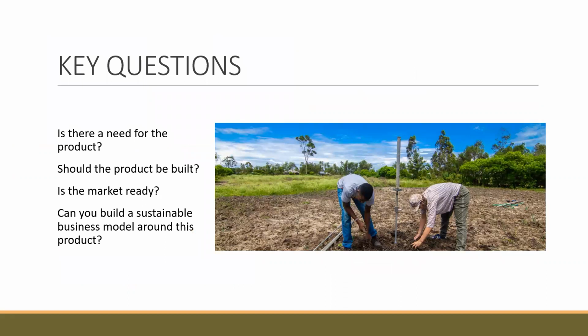Okay, so here are some key questions that we usually focus on at Kijani. Is there a need for the product? Is there a gap, an issue that this product is addressing? And then, as opposed to can the product be built, the question really is, should the product be built? Is the market ready? Because like I said, sometimes there really is a problem and a particular solution addressing it, but the market really is not ready.